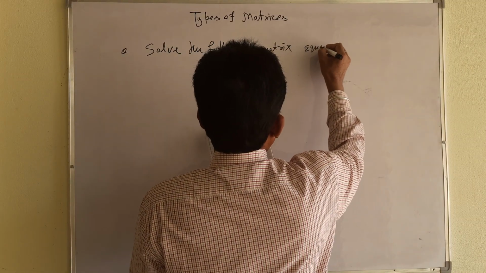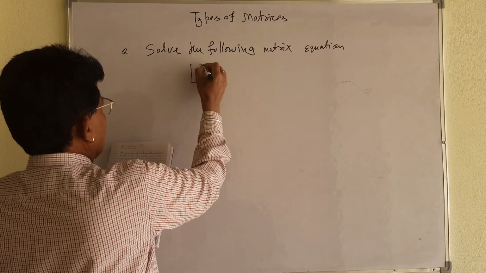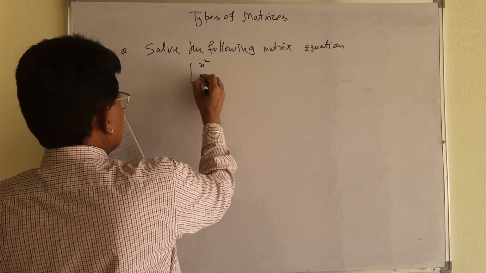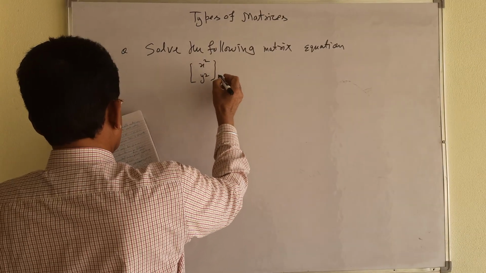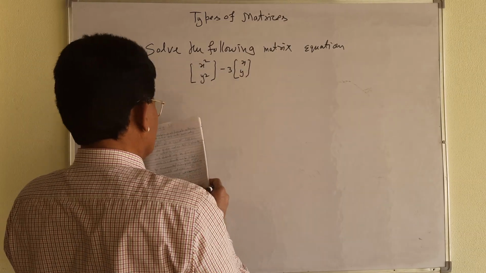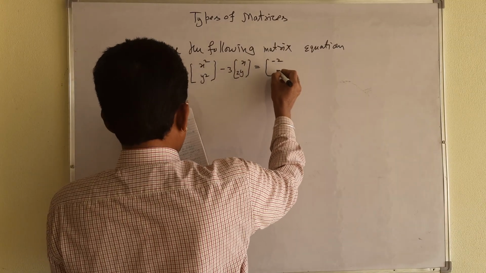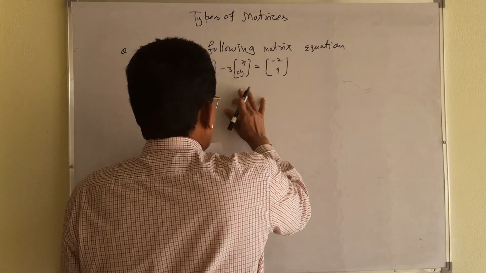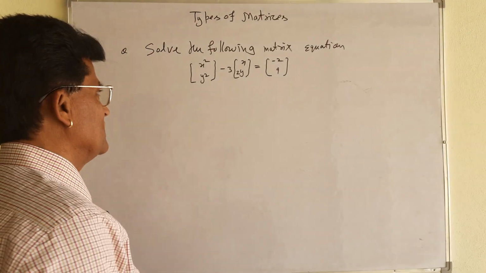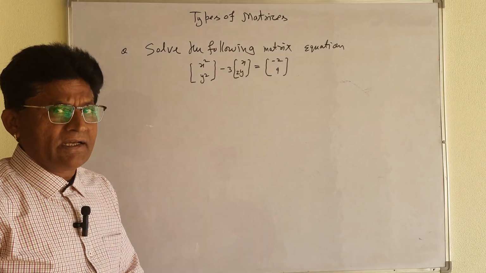What is the equation? [x square, y square] minus 3 [x, 2y] will be equal to [minus 2, 9], because it is also given under equal matrix, the definition of equal matrix. But before equal matrix, there is also scalar multiplication, that I will tell you later on.